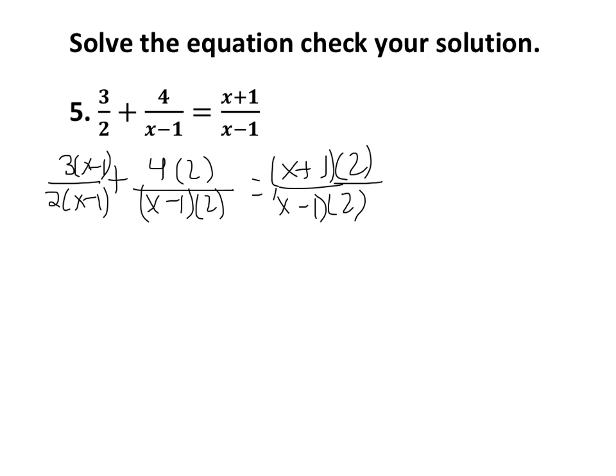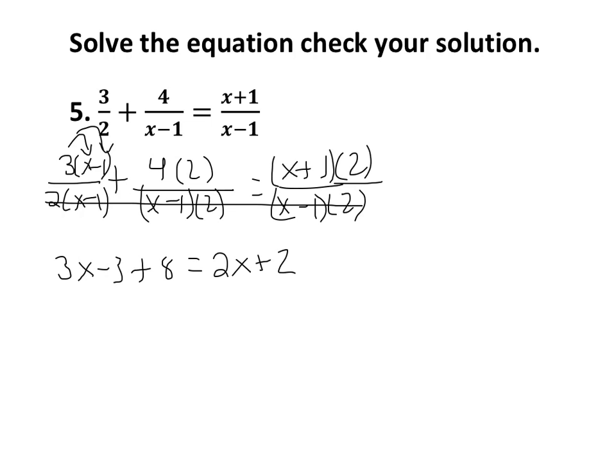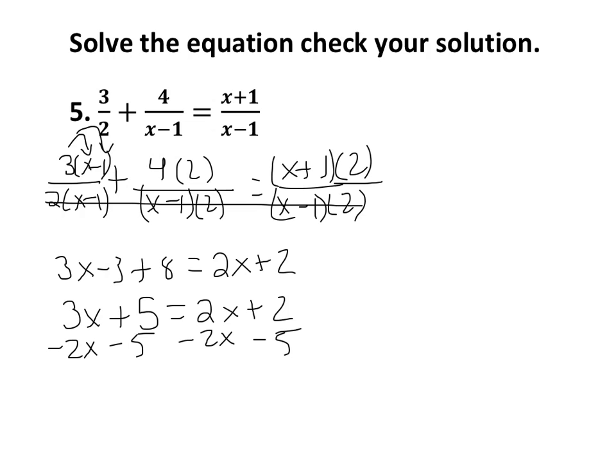Now see how you have the same denominator, so get rid of it and then distribute. You get 3x minus 3 plus 8 equals 2x plus 2. 3x plus 5 equals 2x plus 2. So subtract the 2x, subtract the 5. X equals negative 3. Plug it in and check. We're good. Okay, let's take a look at another.